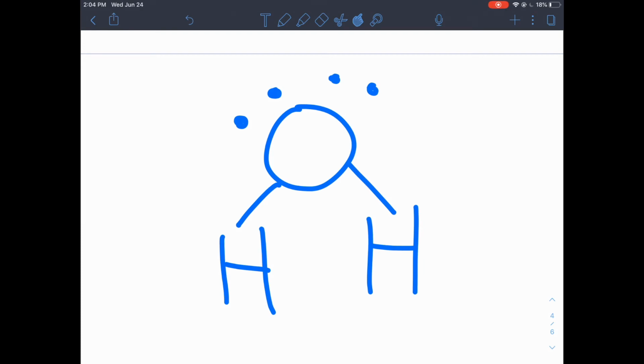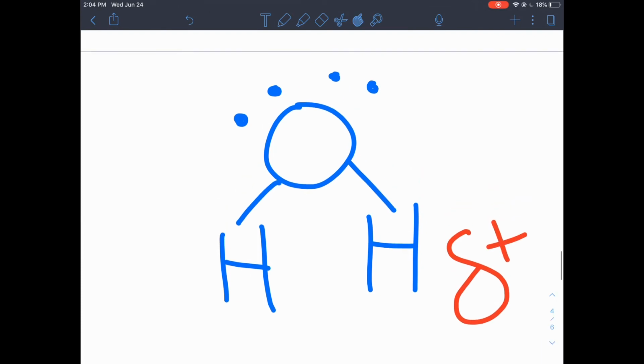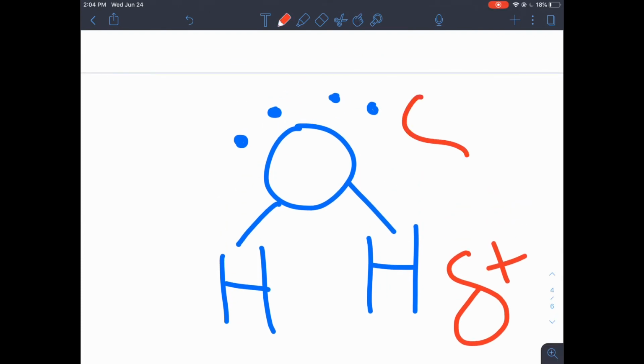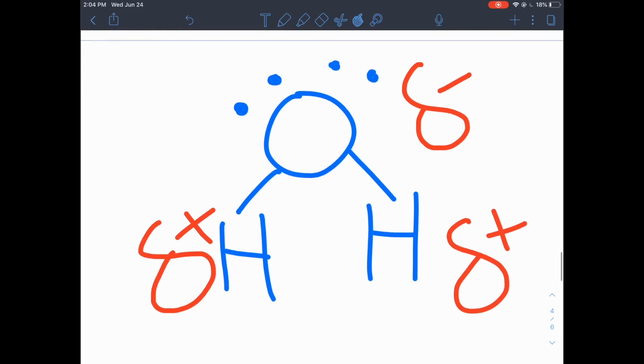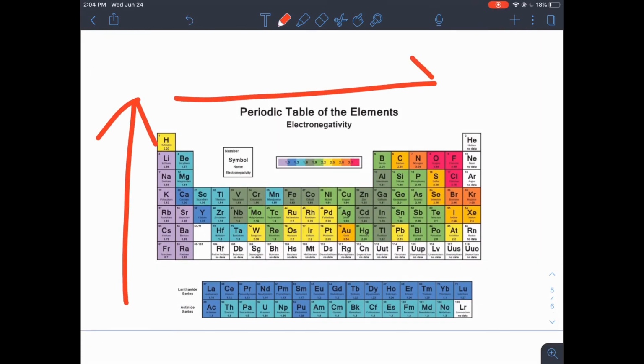We can represent this partial positive charge with delta. We can also represent the partial negative charge with delta. In this example, the 2 hydrogen atoms have a lower electronegativity than the 1 oxygen atom. Generally speaking, as we move up and to the right on the periodic table, elements' electronegativity increases.